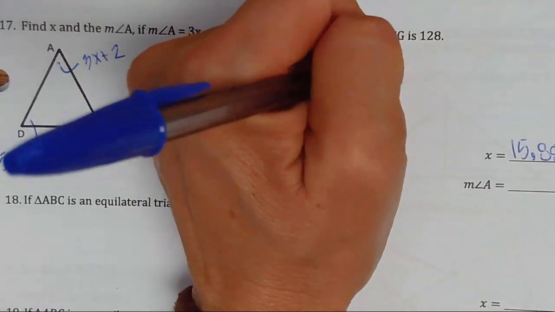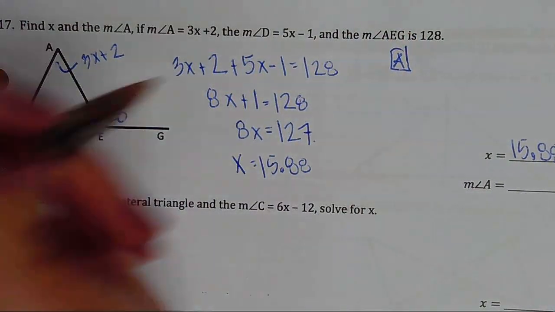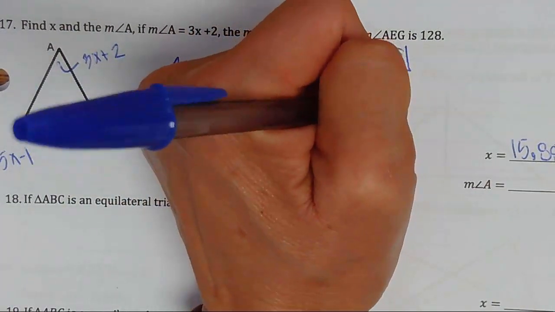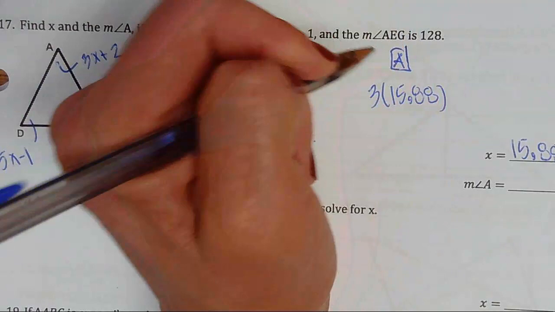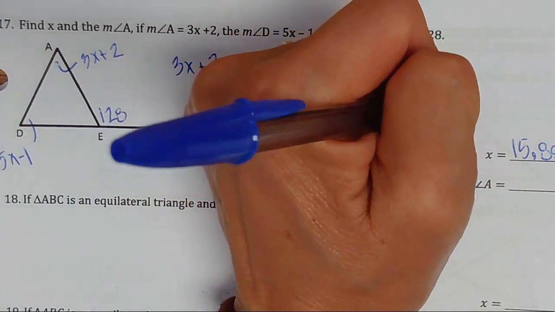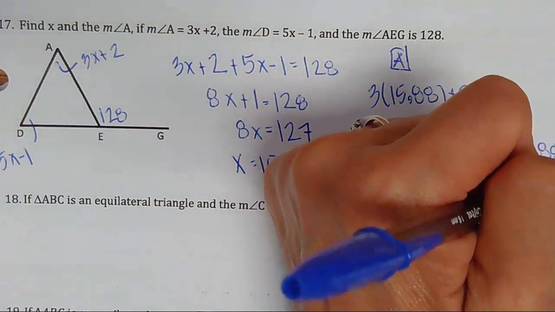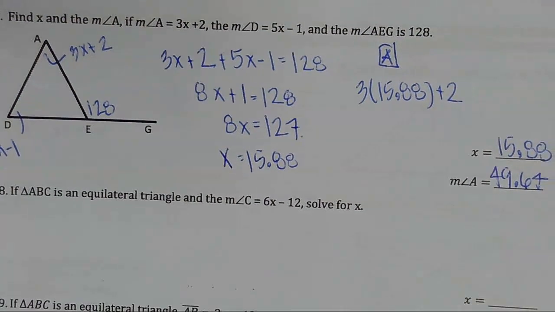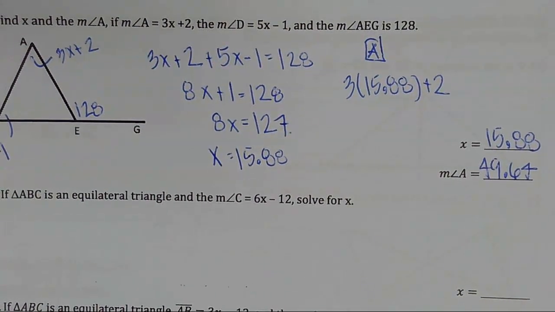So A, I'm going to go ahead and solve for. So I'm going to do 3 times 15.88 plus 2, and I'm going to get 49.64. Hopefully I didn't mess that up.